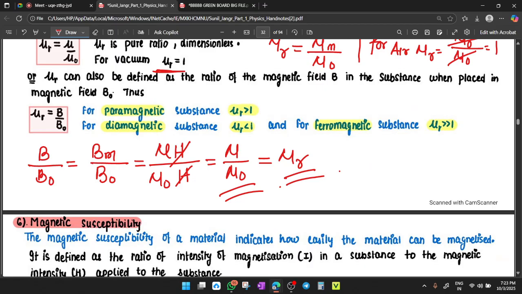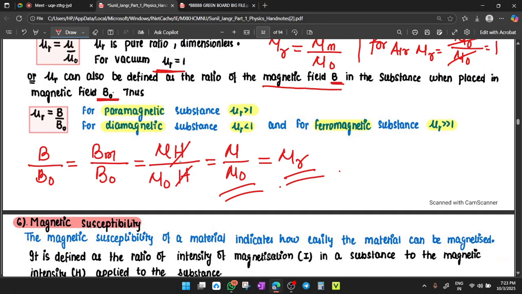Okay? Clear? So mu r is also defined as the ratio of the magnetic field B when you apply the magnetic field to any given substance, compared with the magnetic field in air or vacuum, B naught. Clear? Yes. Very important lines. We are going to study three types of material. So the journey actually starts from here.